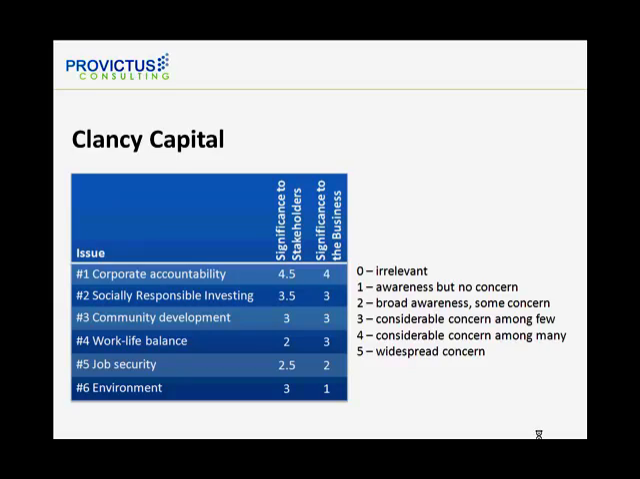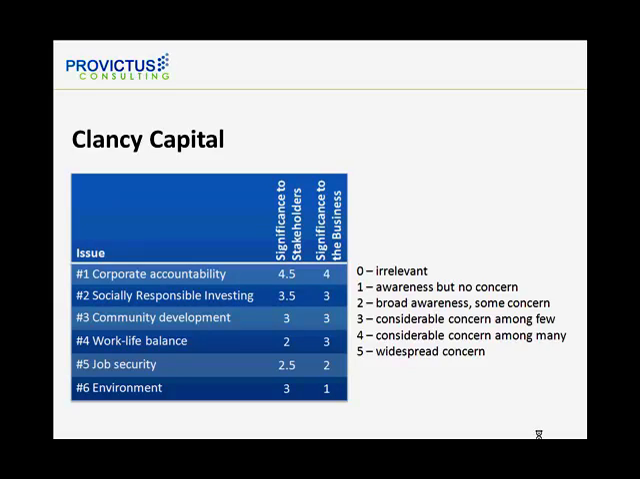So we made some judgments about the 6 sample issues that we identified earlier for Clancy Capital, and we decided the corporate accountability and transparency issue was most important for both the business and its stakeholders because of the reputation risks and opportunities involved, and because of the well-developed nature of this issue, especially right now. Socially responsible investing and community development were also rated fairly significant, both internally and externally.